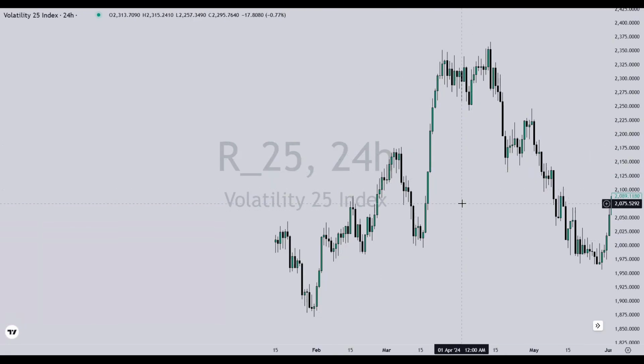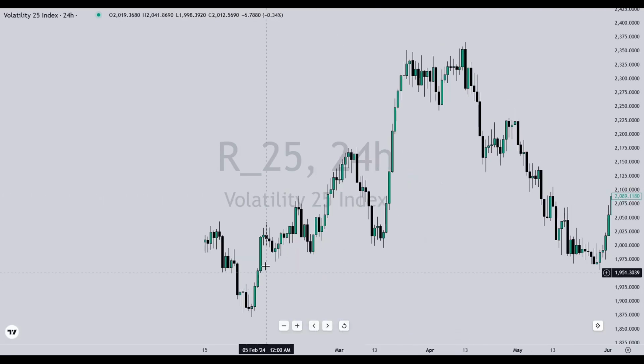So the first place you should be looking out for entry, or your entry confirmation, is a fair value gap area. Now, fair value gaps are often created when we have significant moves in the market. When we have an impulsive move in the market, it creates gaps in those candles. That is what we mean by fair value gap.